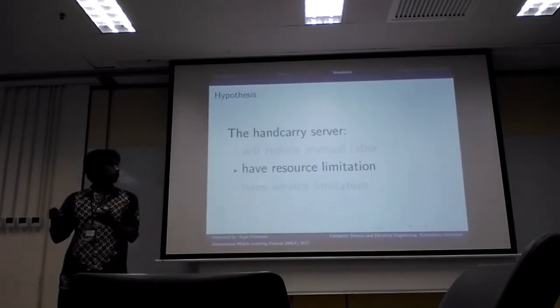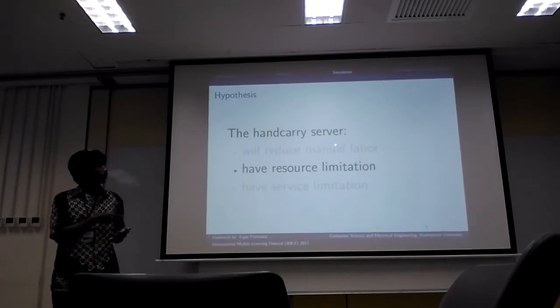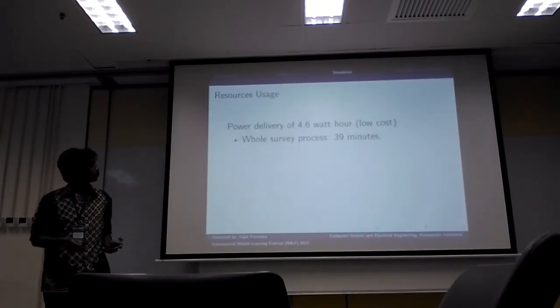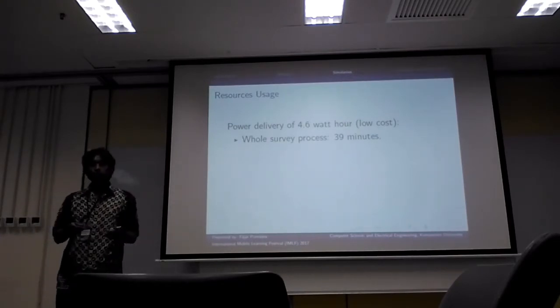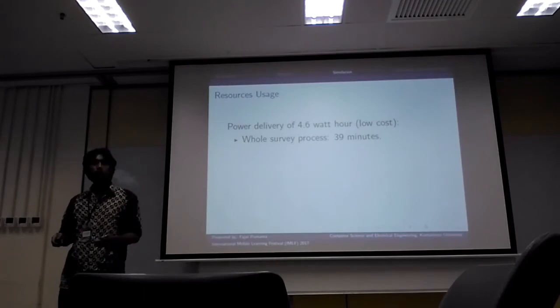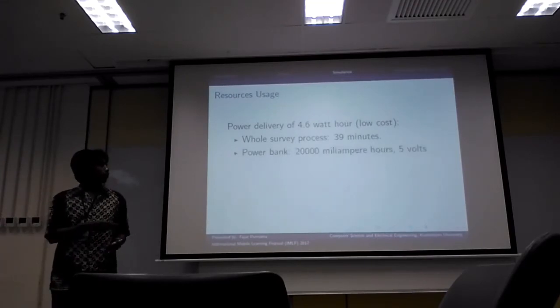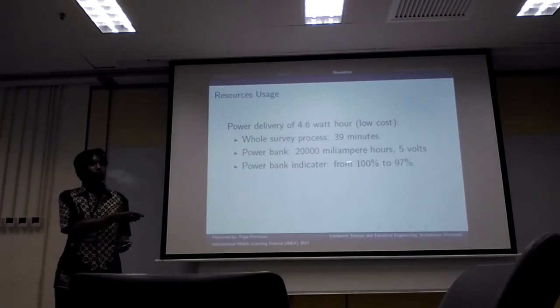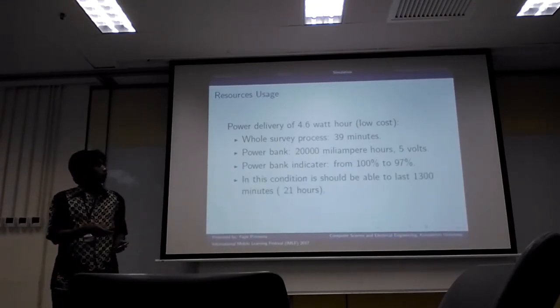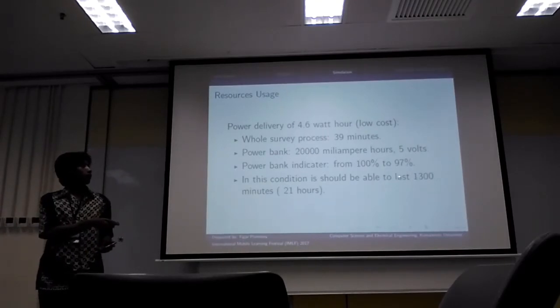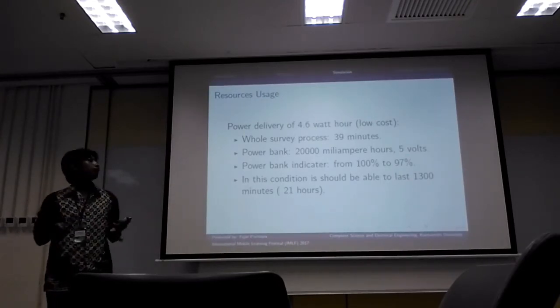So the next hypothesis that I want to show is that this hand carry server might have a resource limitation. For the power delivery, it is 4.6 watt-hours, so what does this mean? The whole survey process that I simulated took 39 minutes, and the power bank that I use is 20,000 milliampere-hours at 5 volts. The power bank indicator in 39 minutes drops from 100% to 97%. So in this condition, we should be able to last 1,300 minutes, or 21 hours. In other words, for the energy, it is a very low consumption.